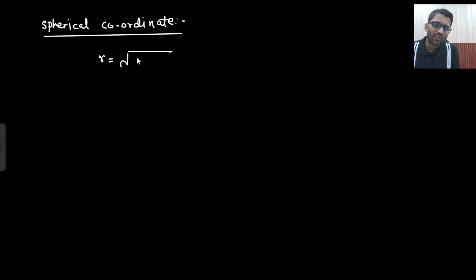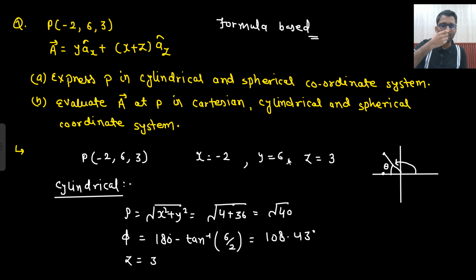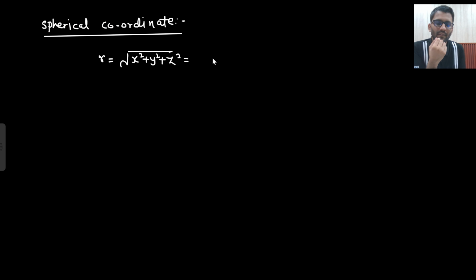Let's write down the spherical coordinates. So from Cartesian also I can write, and from cylindrical also I can write. So from anywhere you can write down. So first I am writing only from Cartesian. So that would be root of x square plus y square plus z square. This will be your r. So 4 plus 36 plus 9. 4 plus 36 and z value is 3. So answer will be 7.